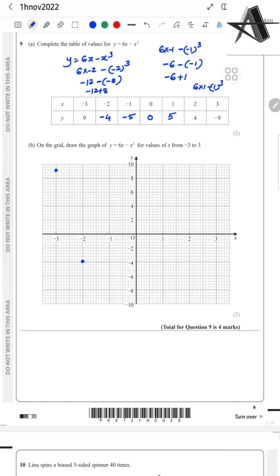-1 and -5 is here. 0, 0 is here. 1 and positive 5 here. 2 and 4 is here. And 3 and -9 is here. Because it's a curve, so try to draw as curvy as possible. It's a cubic curve.